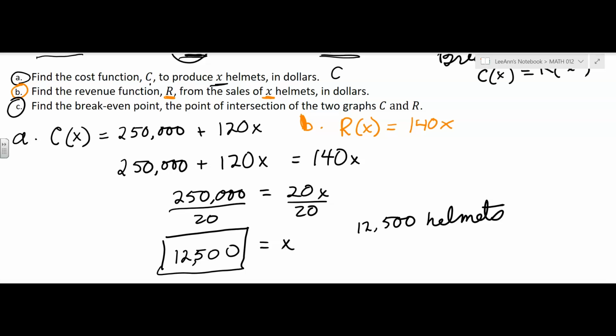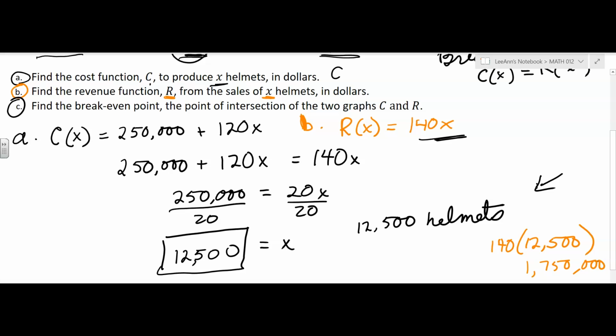Okay, so now we know we need to make and sell 12,500 helmets to break even. Now, how much money is that going to be? So I would go to the revenue function right here to figure that out. I would go 140 times 12,500, and I would find a calculator and figure that out. Got my calculator here. So it looks like 1,750,000, and that would be dollars.